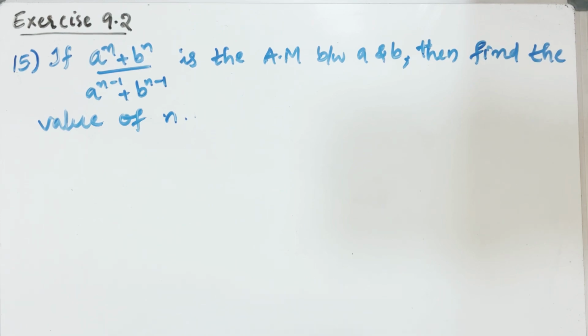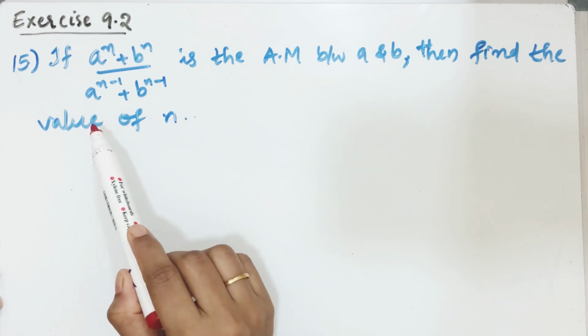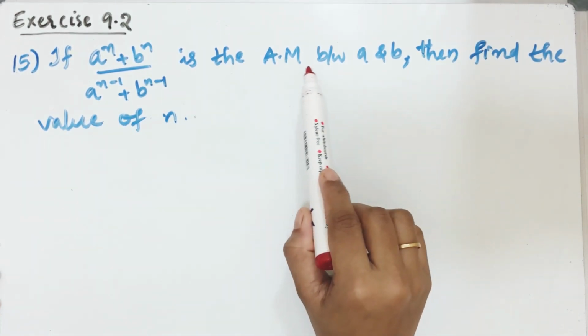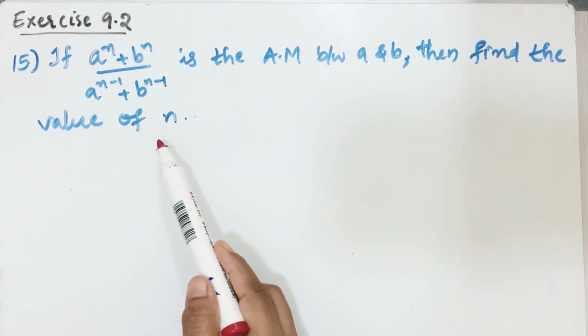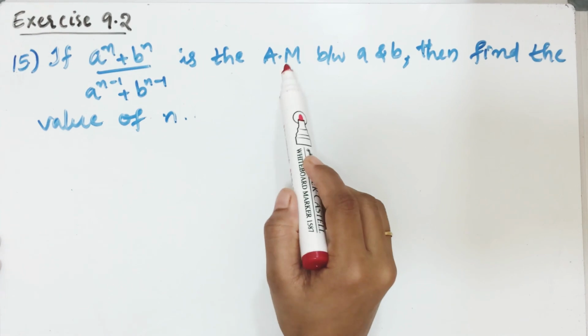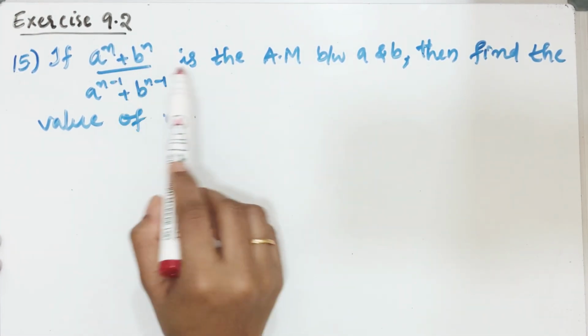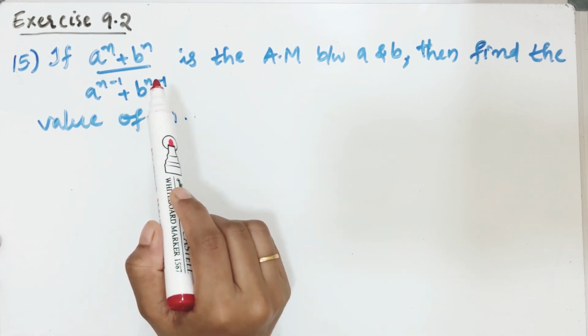Next question. If a raised to n plus b raised to n divided by a raised to n minus 1 plus b raised to n minus 1 is the AM, arithmetic mean between a and b, then find the value of n. Given the arithmetic mean between a and b is a raised to n plus b raised to n by a raised to n minus 1 plus b raised to n minus 1.